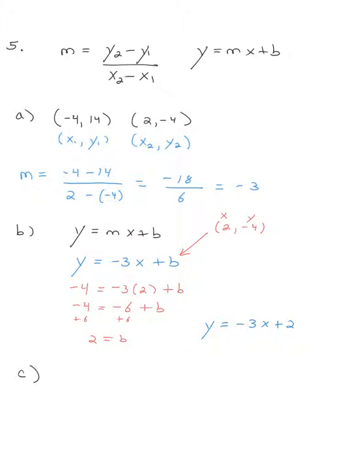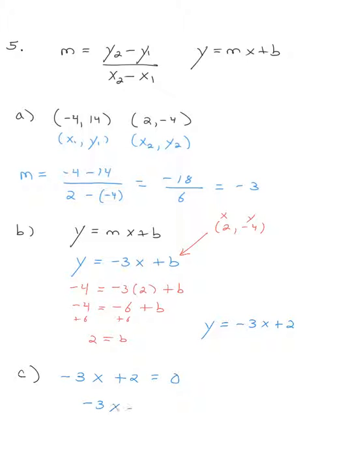Okay, last part, c. Determine where the line crosses the x-axis. We're asking for the x-intercept. Since we have an equation for our line, this is a very easy thing to do. You take your line and you set it equal to 0. Whatever x value we end up with is the x-intercept.